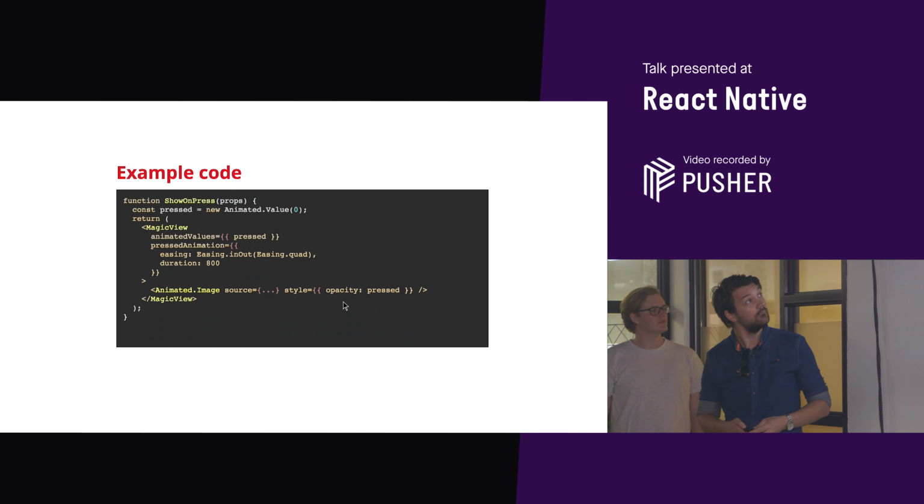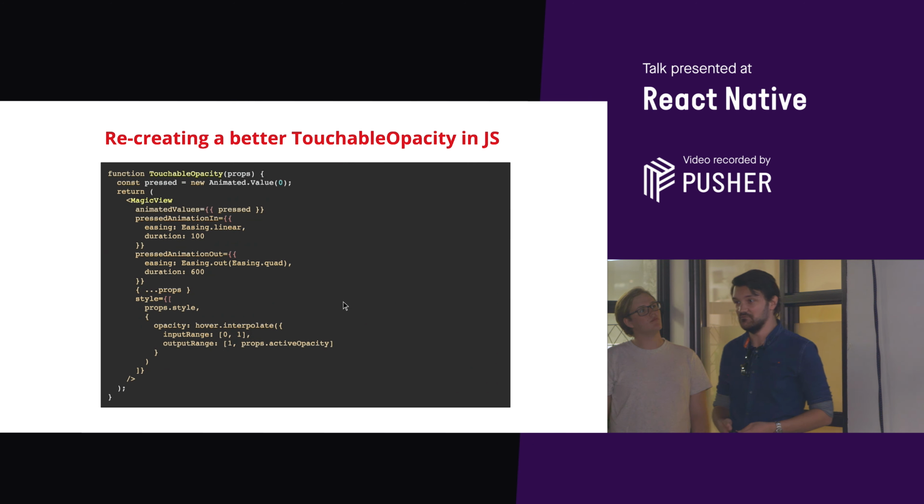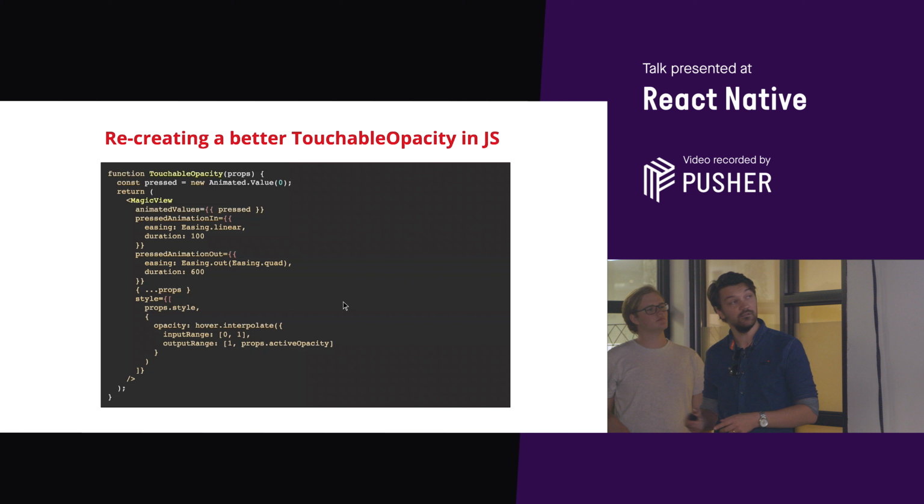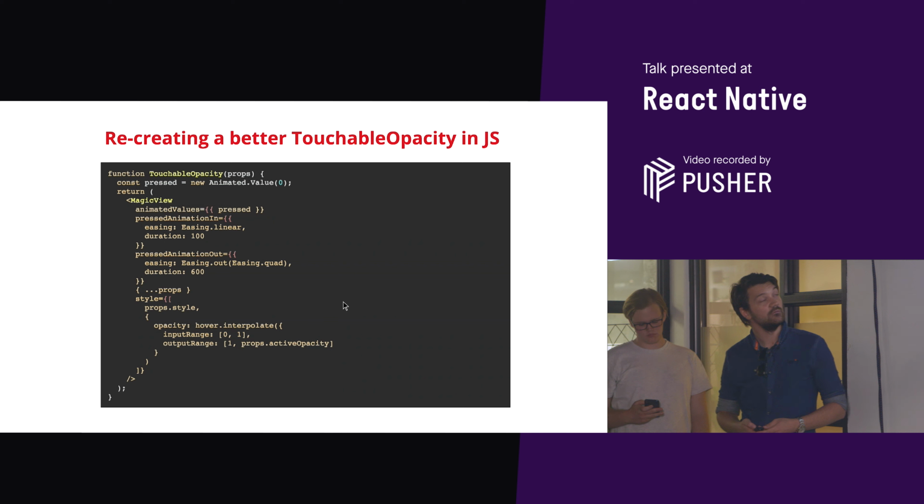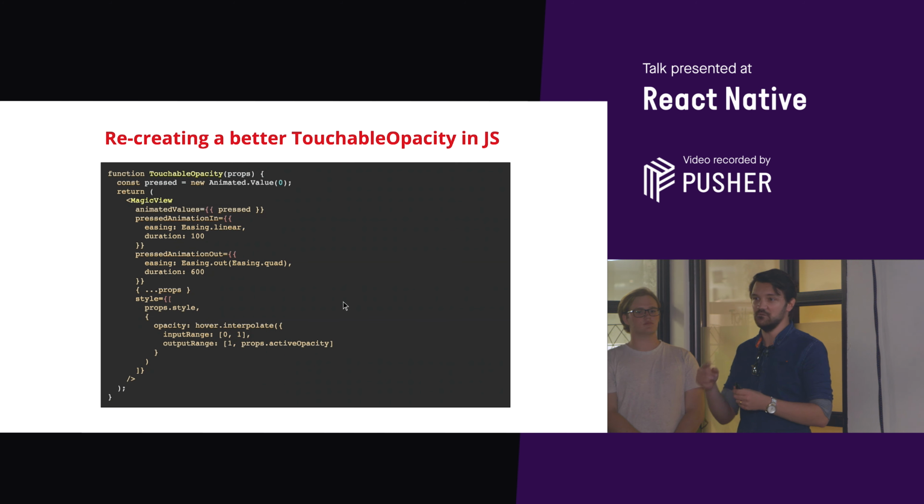Now that's not a simple example. We're also able to recreate touchable opacity in JavaScript without sending any events back and forth between the bridge and the JavaScript side. The name of the component doesn't really matter in this case because it's more about the concept of what we created. We call it the magic view, which allows you to define which animated value to animate, what the pressed animation is, and what the pressed animation out is, because in touchable opacity, when you press it in, the component fades out instantly.